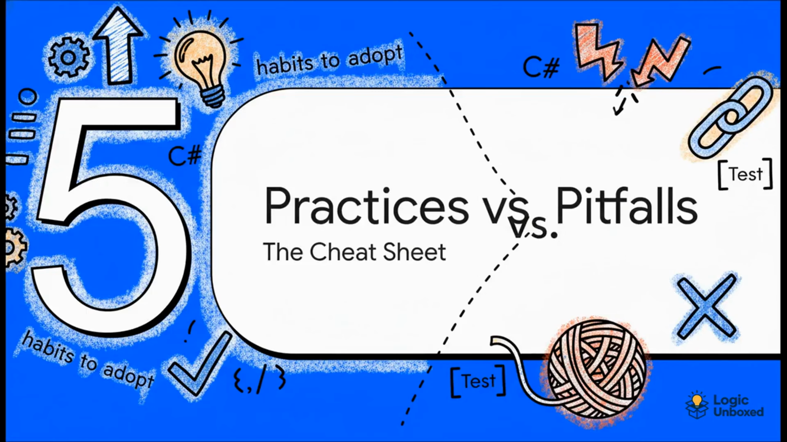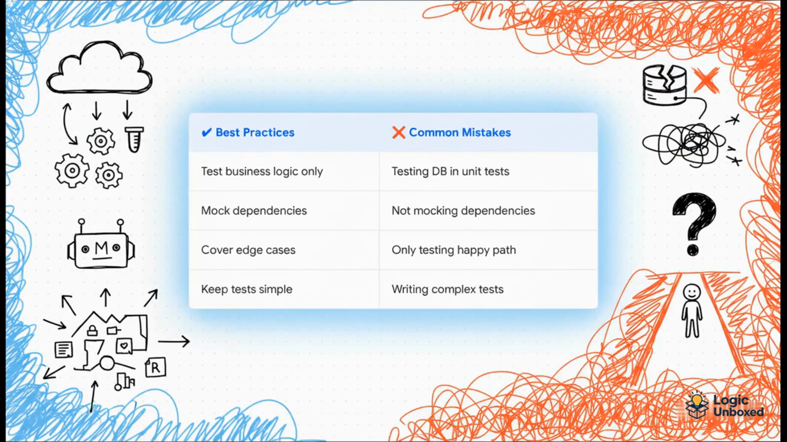All right, let's pull all of this together into a super simple cheat sheet. This is the stuff you should absolutely be doing and the stuff you should run away from. This table right here really lays out the two different ways of thinking. On one side, you have the senior level practices, testing only the business logic, mocking all your dependencies. On the other side, you've got the common mistakes, like actually hitting a real database in your unit test, which is a huge no-no. Seniors make sure to cover all the weird edge cases, nulls, exceptions, you name it. A common trap is just testing that happy path and calling it a day.